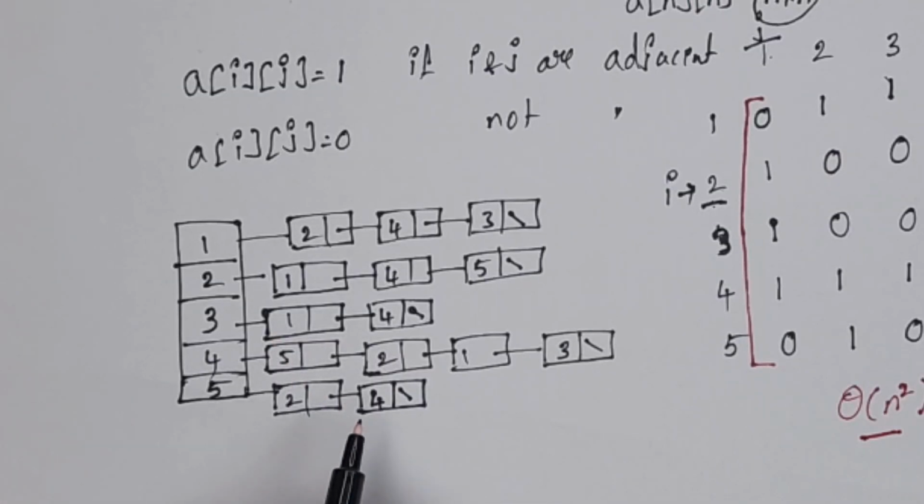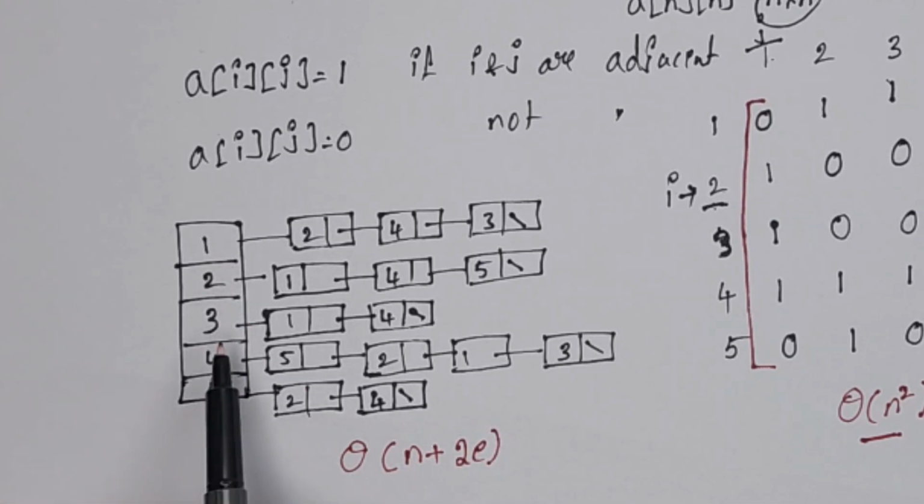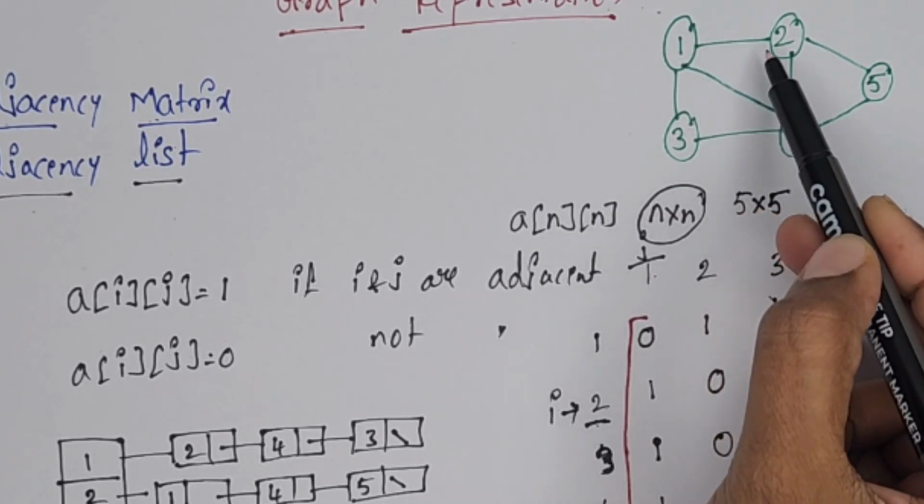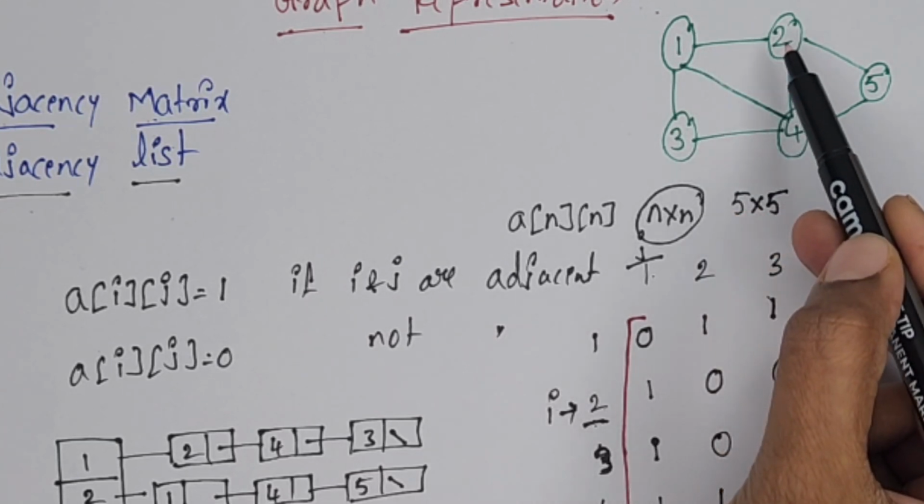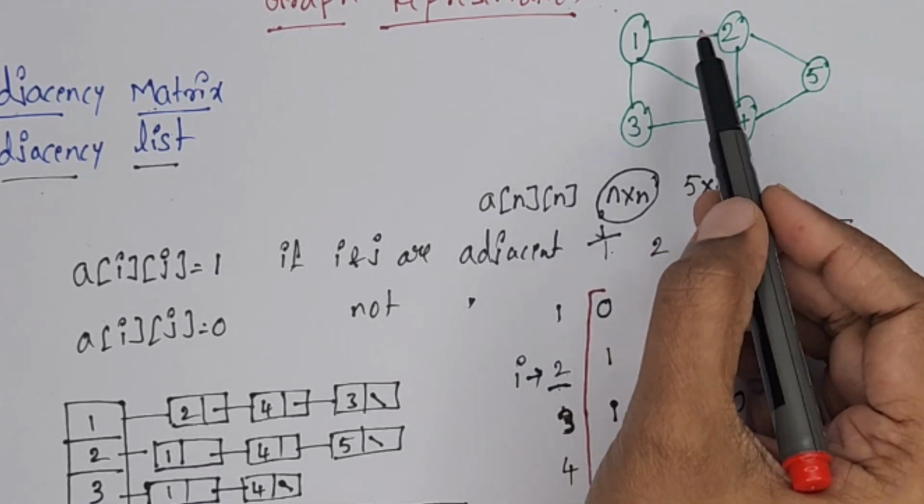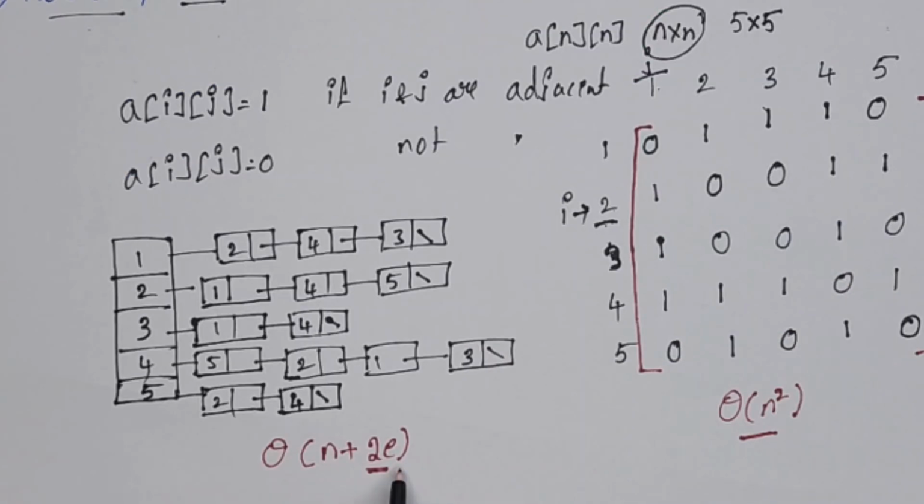Coming to adjacency list, the space complexity is theta n plus 2e. N means number of nodes or number of vertices, and 2e means 2 into edges. Why I have written 2e: if we take one edge, this edge is 1 to 2 and 2 to 1 also we have written. So one edge we have written twice, because this is an undirected edge. So this is the space complexity.